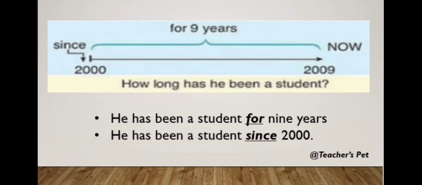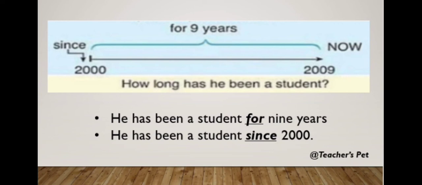Now I have another example. How long has he been a student? So, the starting point when he became a student is 2000, where we use since. And from 2000 to 2009, he has been a student, which describes the amount of time or the whole duration, which is 9 years. So we use for.